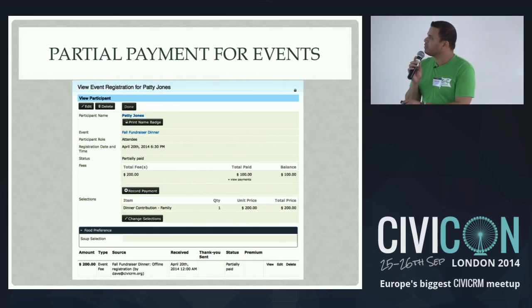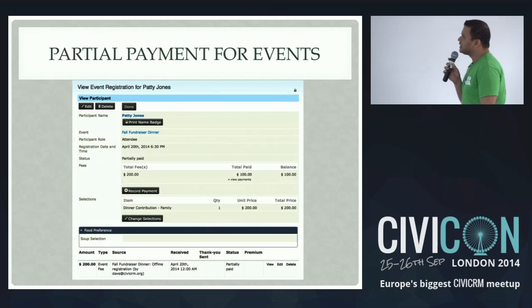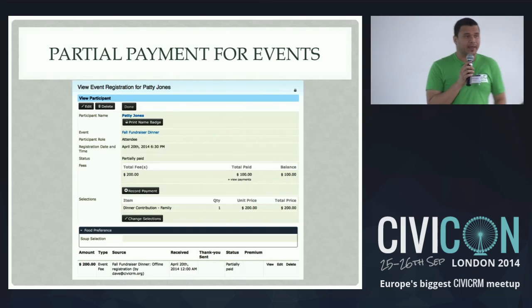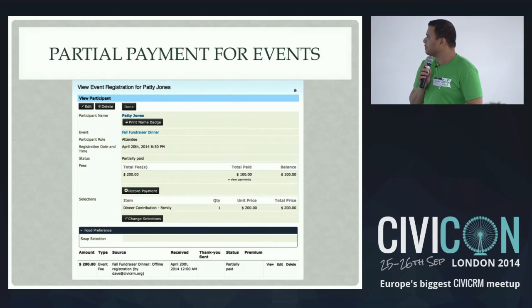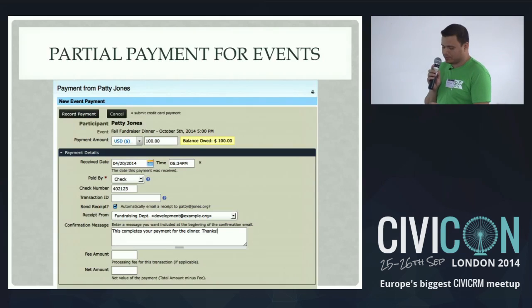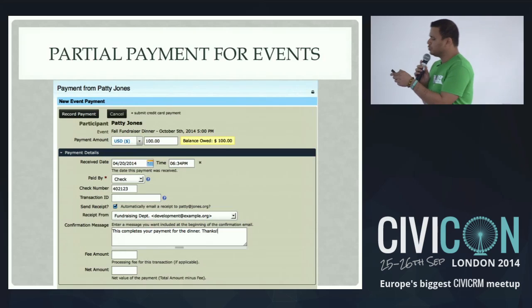Now I'm going to get into some of the main features that we introduced in 4.5. One of them is partial payment for events. Now, when registering for an event on the back end, you can use partial payments. So if the event fee is 200, you can pay 100 and record a payment later. It shows you the right balance amount.